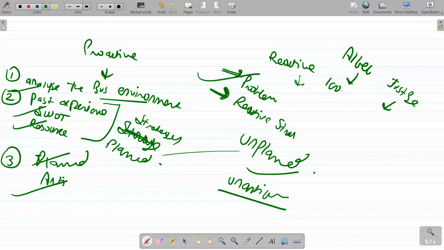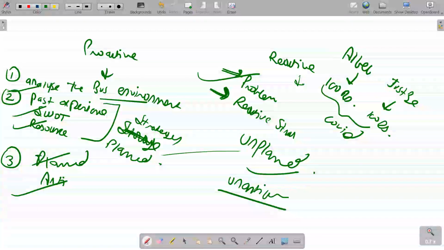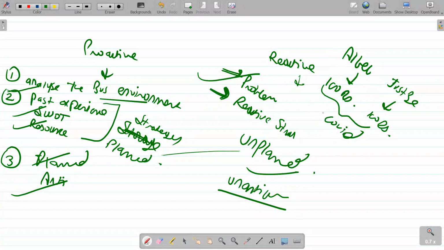pace. Both were generating 100 rupees revenue, suppose. But suddenly Covid came. Covid was not planned, it was unplanned, nobody knew this. So Covid-19 came and everything was disruptively affected. So what did Albela do? Albela identified the problem: nobody can meet with each other. So it took advantage of this opportunity and introduced contactless dining and online delivery of the food.